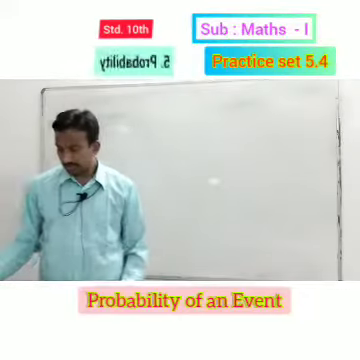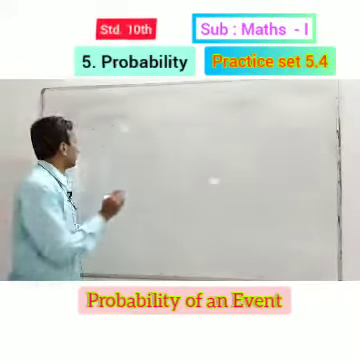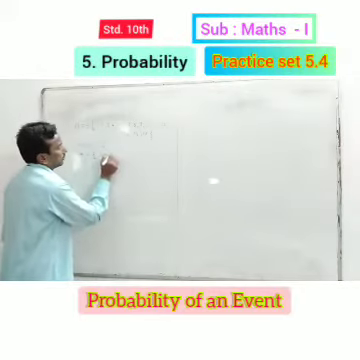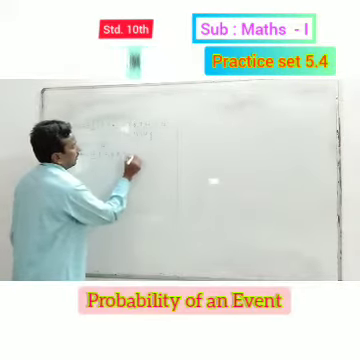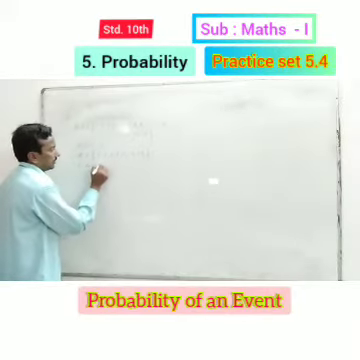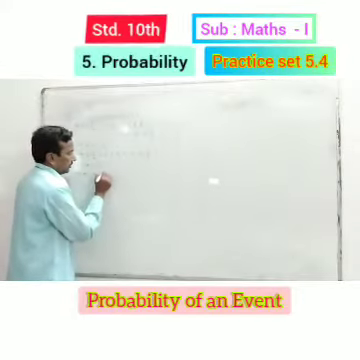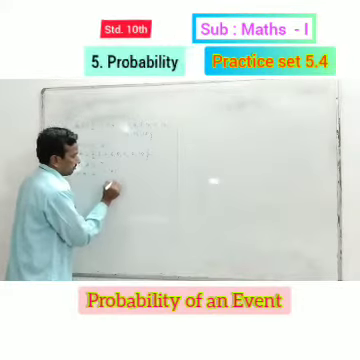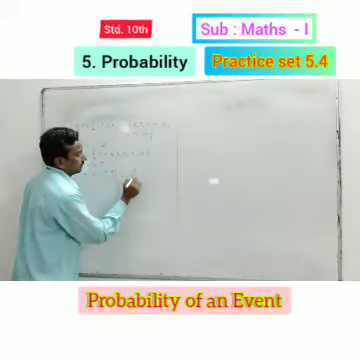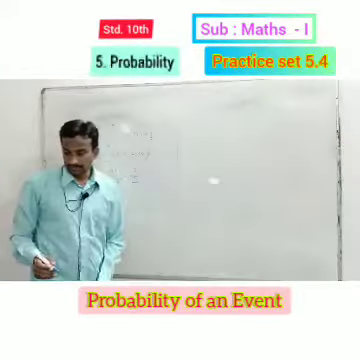Now, first condition: let A be the event that the ticket drawn bears an even number. Select even numbers from the sample space: 2, 4, 6, 8, 10, 12 and 14. Therefore, the number of A is equal to 7. Now find the probability of A. It is the number of A upon the number of S. The number of A is 7 and the number of S is 15. Therefore, the probability of A is 7 upon 15.